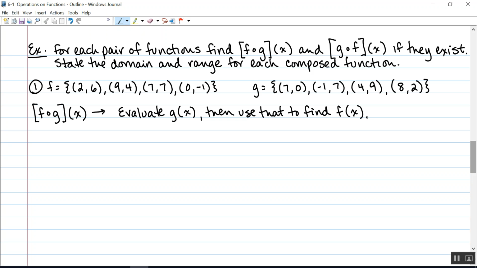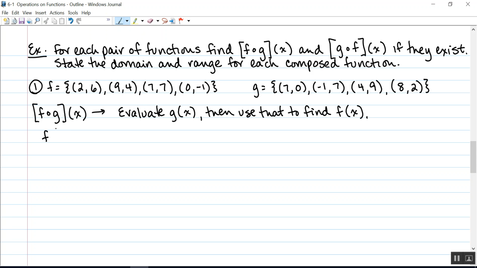So for the first example, we have two sets of ordered pairs. Function f is this set of ordered pairs, and function g is this set of ordered pairs. First we're going to find g of f of x. We're going to evaluate g of x and then use that to find f of x.